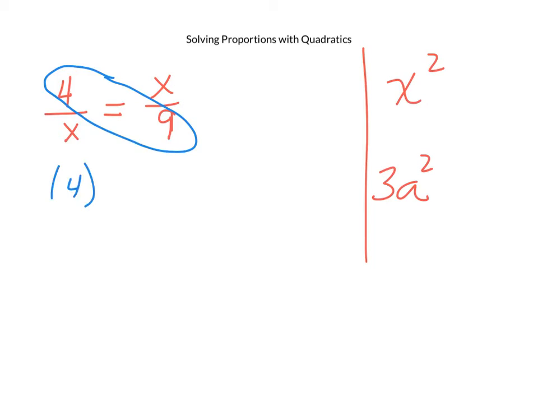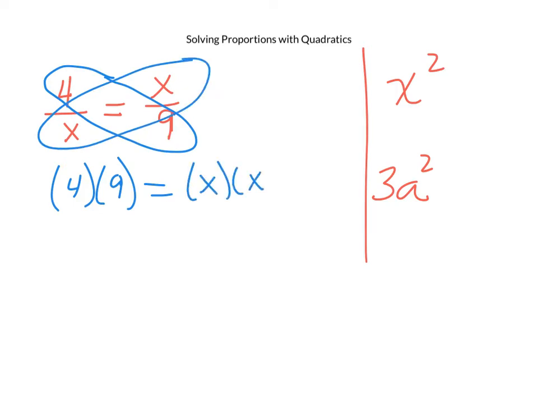This is like my brain step. You don't always have to show this part for work. And that's going to be set equal to x times x. So this is what your brain needs to process that you're going to do. 4 times 9 gives us 36. X times x gives us x squared, and there's our quadratic.